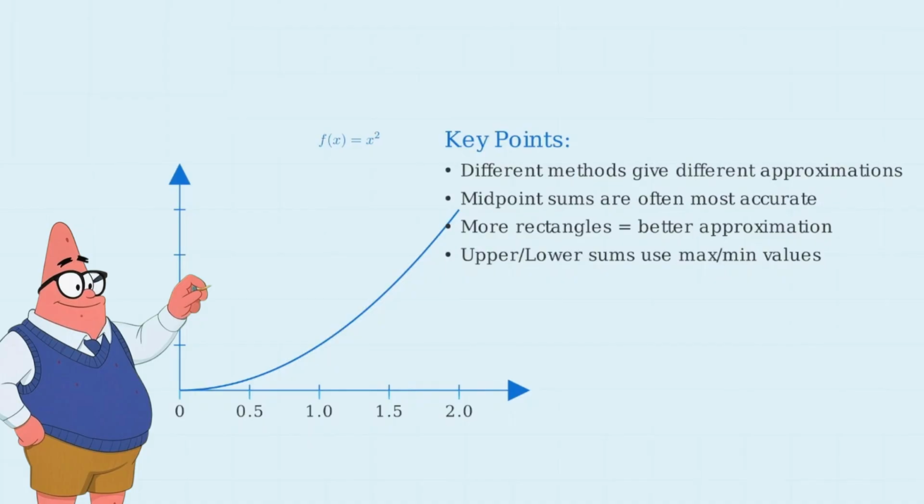Upper and lower Riemann sums use the maximum and minimum function values in each subinterval. As we increase the number of rectangles, all methods converge to the exact value of the definite integral.